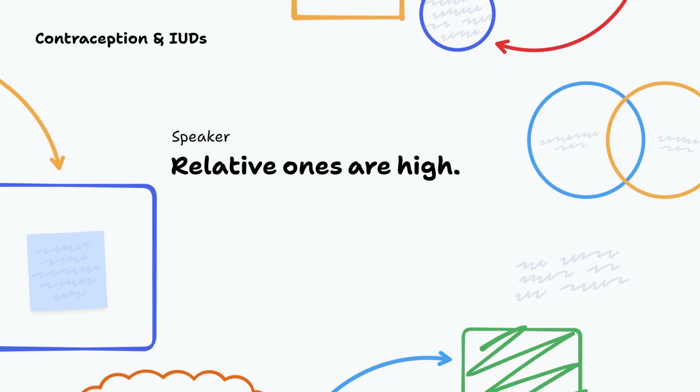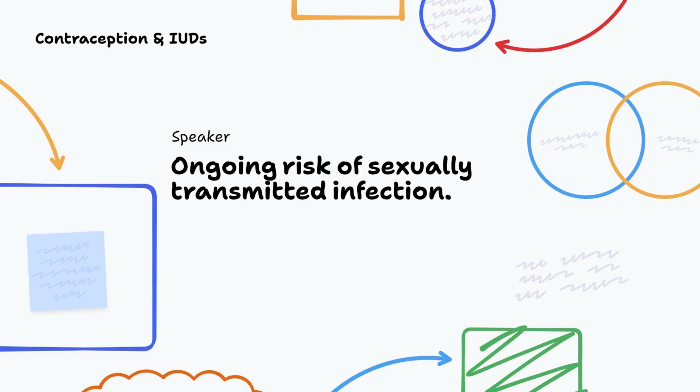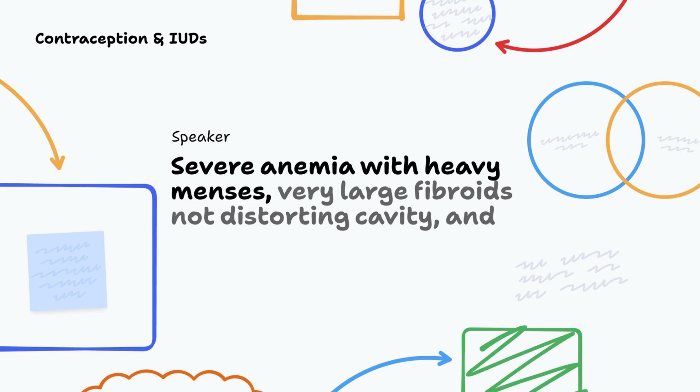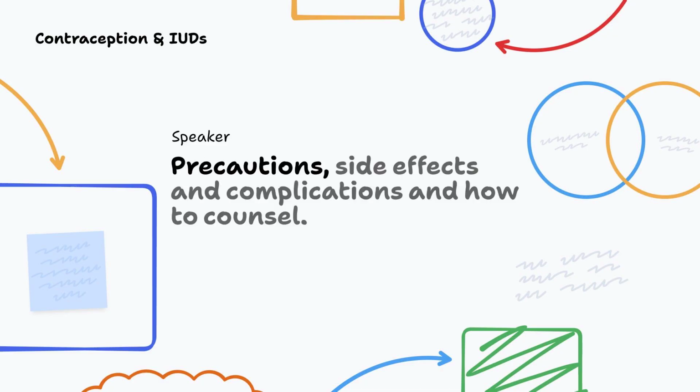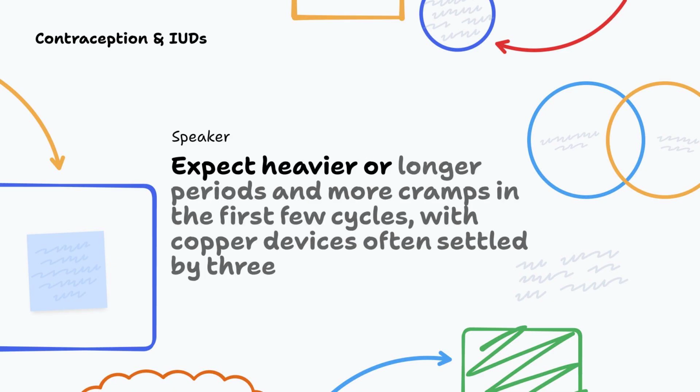Relative ones are high ongoing risk of sexually transmitted infection, severe anemia with heavy menses, very large fibroids not distorting the cavity, and certain cardiac conditions needing endocarditis precautions. Side effects and complications and how to counsel? Expect heavier or longer periods and more cramps in the first few cycles with copper devices, often settled by 3 to 6 months.